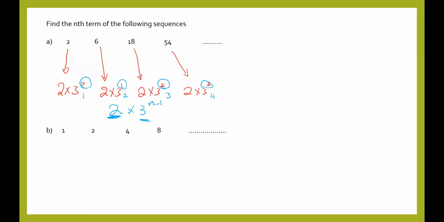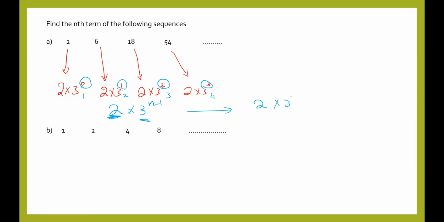Then I work on the powers. What's the relationship between the powers? Here the power is 0, then 1, 2, and 3, but n must start from 1, not from 0. It must start from 1, and this must be 2, 3, and 4, and so on. So what did we do to make the 1 a 0, the 2 a 1, the 3 a 2, the 4 a 3? We subtracted 1. So this is the nth term.